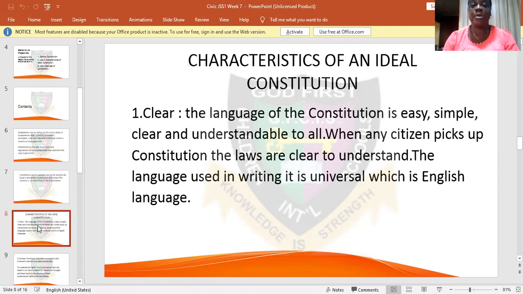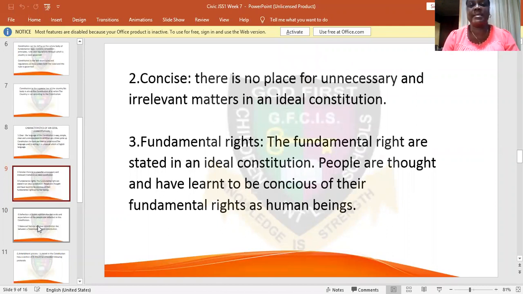Anybody that picks up the constitution should be able to read and understand it. That's why the language that is used for constitution is a universal language, which is English, so that anybody that picks it up can understand what they have read in it. Another thing is that it should be concise. There is no room for any unnecessary and irrelevant matters. They go straight to the point. Every point listed in the constitution is well outlined.